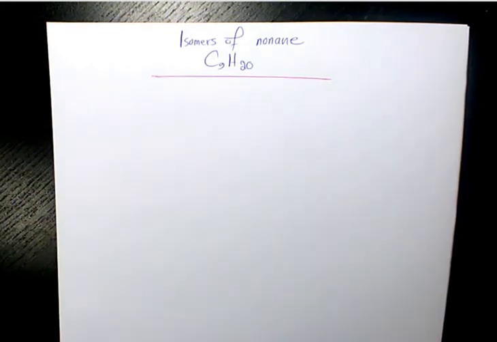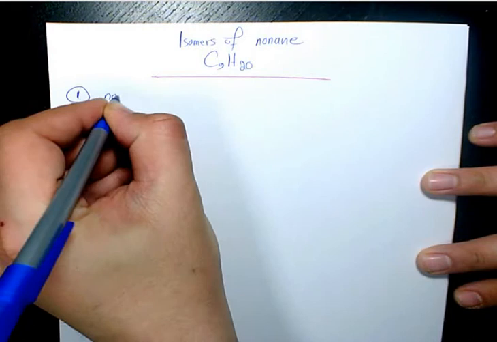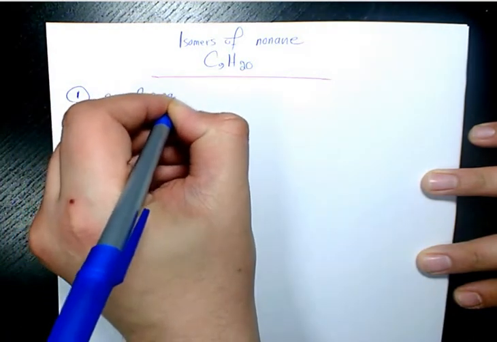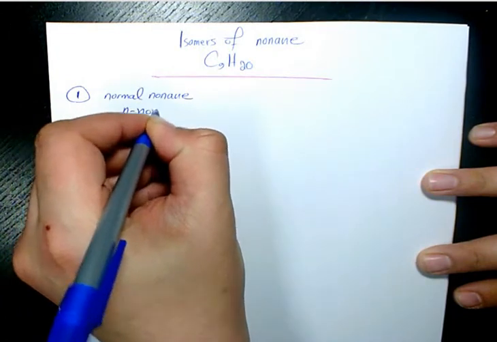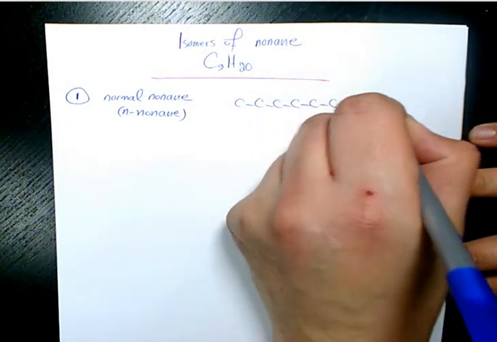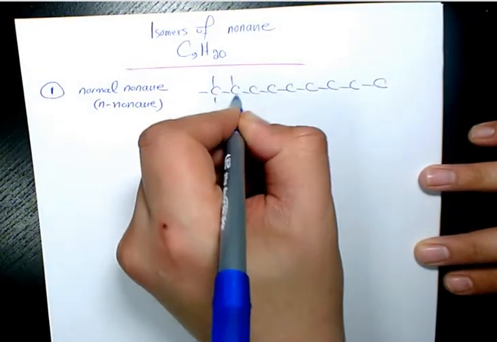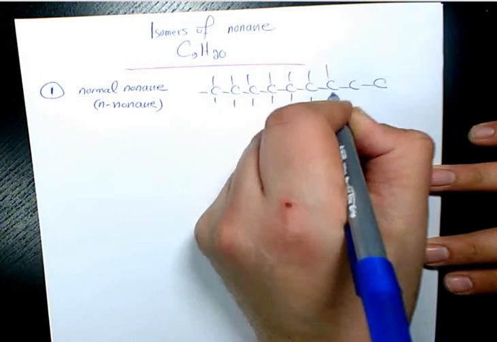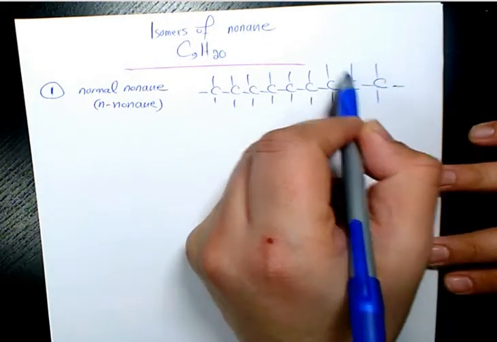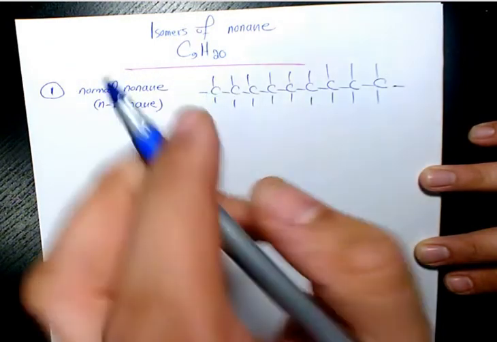Welcome to another video. In this video I want to show you the isomers of Nonane or C9H20. First isomer is going to be normal Nonane, sometimes called N-Nonane, which we have 9 carbons in a single branch, and is surrounded by all hydrogen atoms.